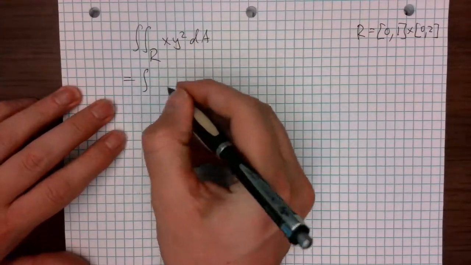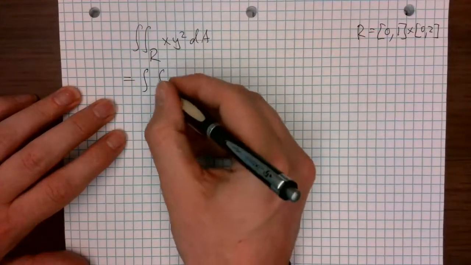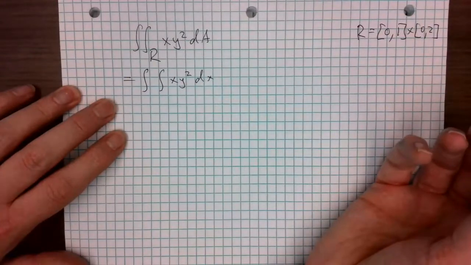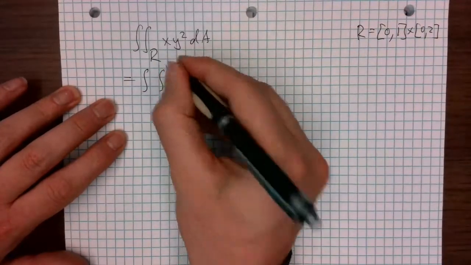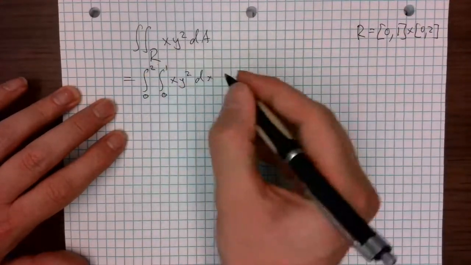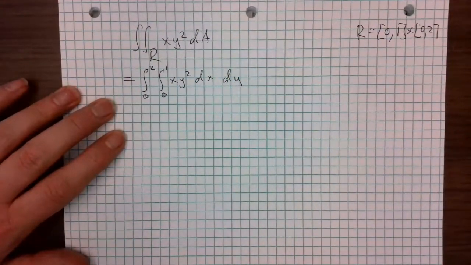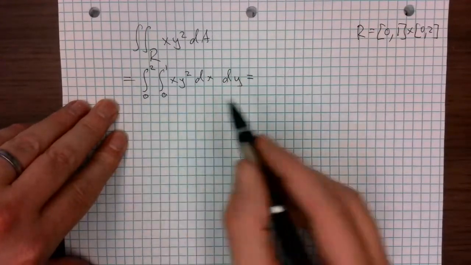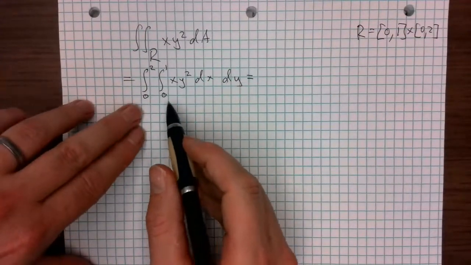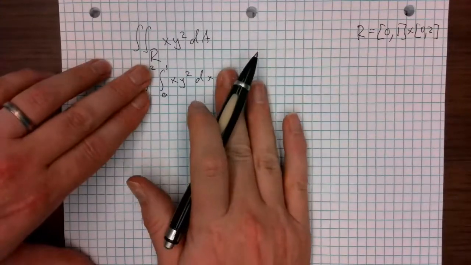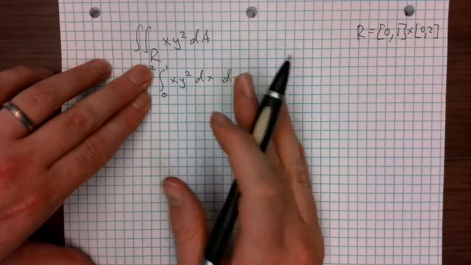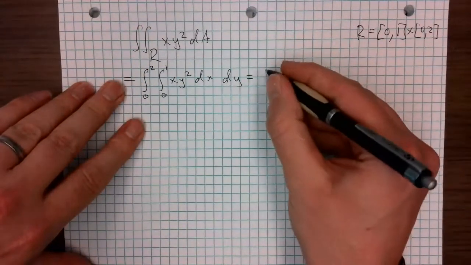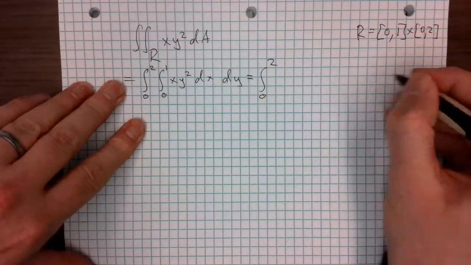So I could maybe put x y squared, maybe put the x inside. So x goes from 0 to 1, y goes from 0 to 2, so that's over here. So now, what is this? So over here, let's basically forget about the y integral, and let's just do the x integral.